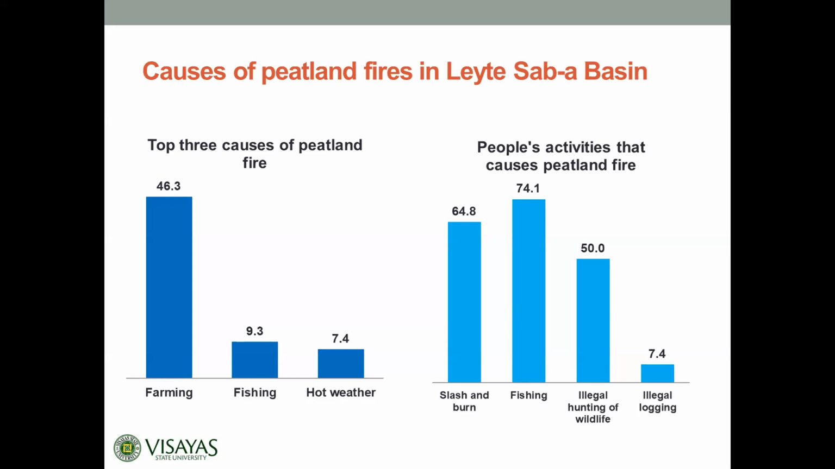People find it difficult to catch fish with the vegetation on the surface of the peatland. So what they usually do, they cut this vegetation and then they burn it, and so the water is already exposed, and they are now free to catch fish. And illegal hunting of wildlife is also an activity that causes peatland fire. Later, I will be discussing the reason why this becomes a threat to peatland fire.